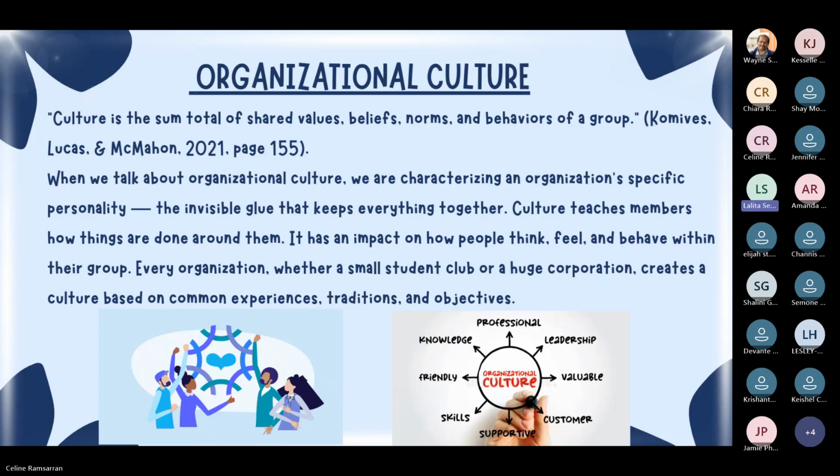I will now speak about organizational culture. Culture is the sum total of shared values, beliefs, norms, and behaviors of a group. When we talk about organizational culture, we are characterizing an organization's specific personality, the invisible glue that keeps everything together. Culture teaches members how things are done around them. It has an impact on how people think, feel, and behave within their group. Every organization, whether a small student club or a huge corporation, creates a culture based on common experiences, traditions, and objectives.